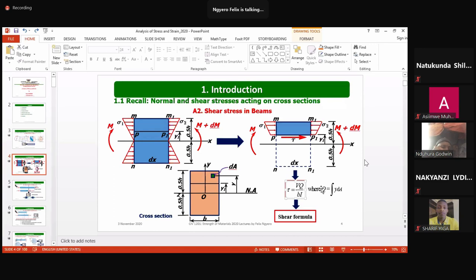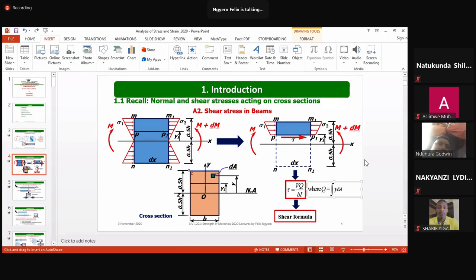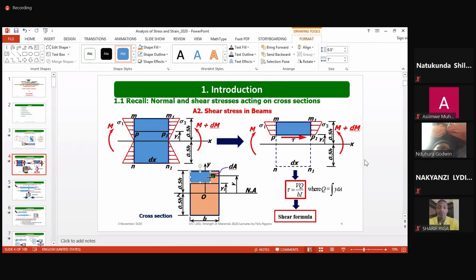Tau equals VQ over Ib. And then we said that the Q is the first moment of the area above, if I may use the shading tool, the area above. So Q is the first moment of this area here, the area above the level at which you desire to compute the shear stress. You want to compute the shear stress at a level a distance y1 from the neutral axis. So the area from that level up to the edge of the beam, the top of the section, is what you consider when computing this moment Q.